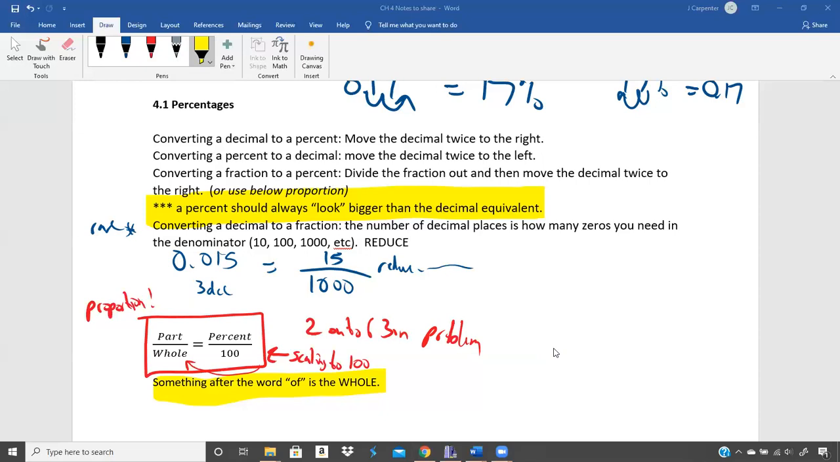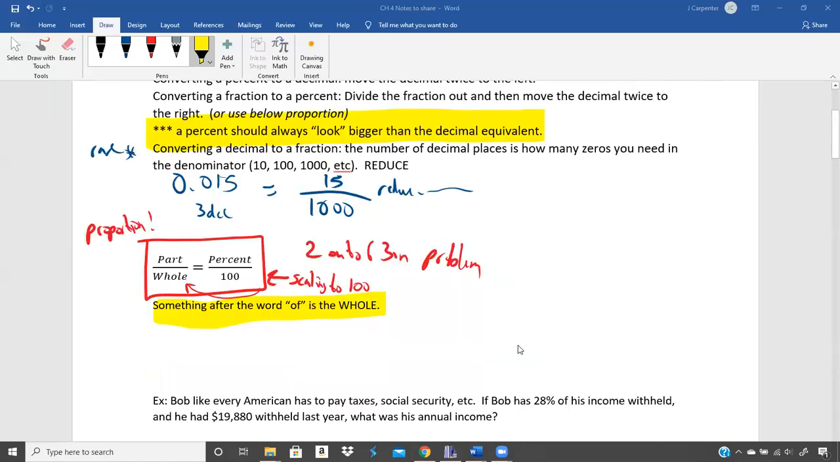We've talked about part to whole ratios before. Again, lots of taking several topics and just squishing them together into one big circle. Everything is related to each other.